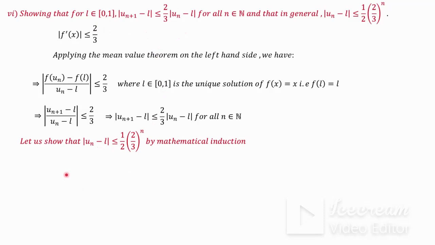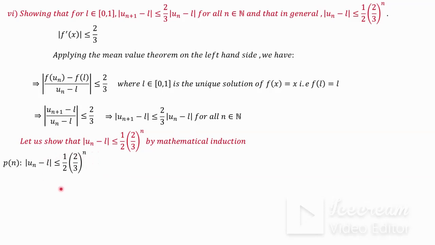Yes. So in the second proof, where you are being asked to show that in general we have this relation, that is the absolute value of un minus L less than or equals to a half times 2/3 raised to the power n, we are going to use mathematical induction in this case. There are several ways, you can still do it another way, but in this video we are going to prove this by mathematical induction. Yes. So first of all, let our statement p of n be what we want to prove. So let p of n be the absolute value of un minus L less than or equals to a half times 2/3 raised to the power n.